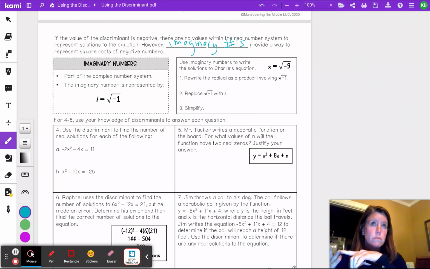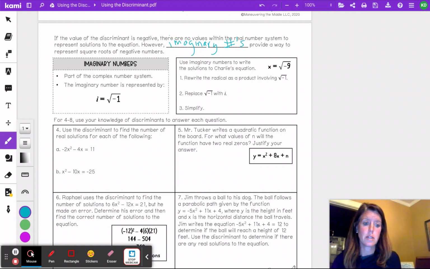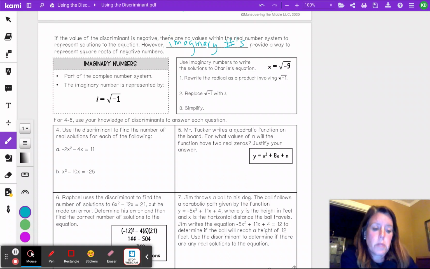Whole, integer. I'm missing one. Rational, irrational. Anyway, these are part of the complex, so a bigger umbrella. These are numbers that are negative numbers inside of a square root that are represented by that lowercase, italic i. So if we are using Charlie's equation from the beginning where it was x equals square root of -9.